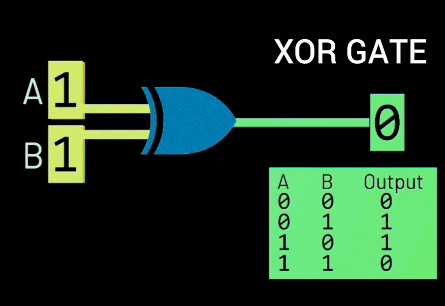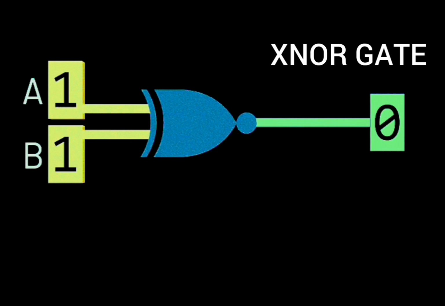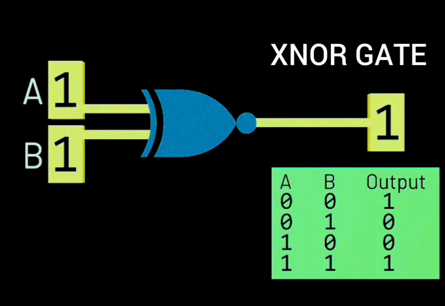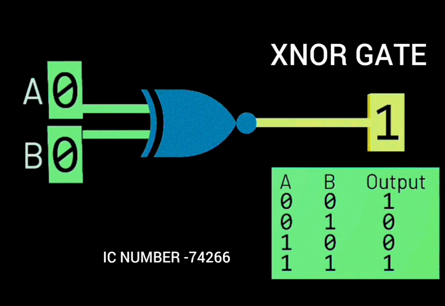Okay, students. Next we go forward to one more exclusive gate, that is the XNOR gate, which contains two inputs A and B. In the case of the XNOR gate, if we provide 0 and 0, the output becomes 1. If we provide 1 and 1, the output becomes 1. But in the rest of the cases, 0, 1 and 1, 0, the output becomes 0. Just the opposite of the XOR gate. The IC number of the XNOR gate is 74266.